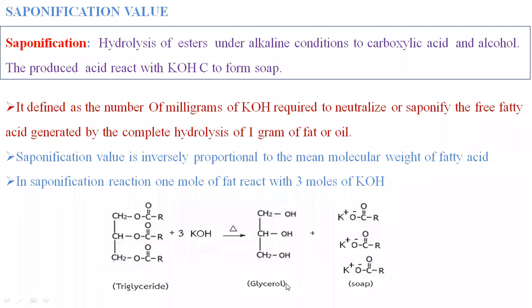On hydrolysis, it will produce glycerol and a soap. Nothing but a free carboxylic acid will be there. When this free carboxylic acid reacts with the KOH, at that time it will produce the soap. The saponification value gives the complete hydrolysis reaction of the fat.